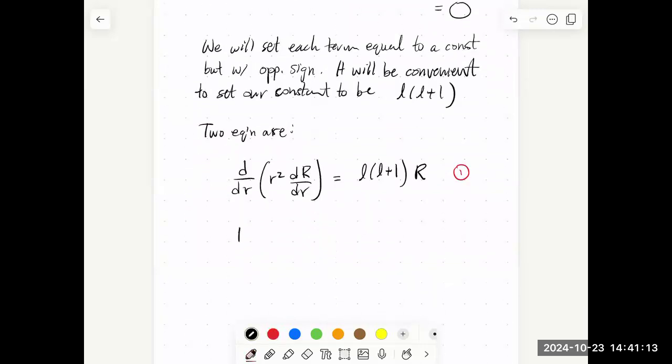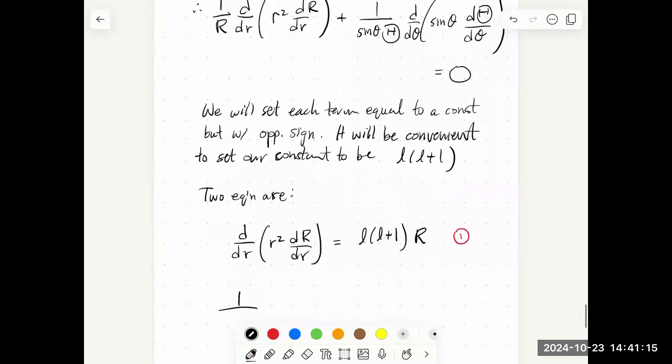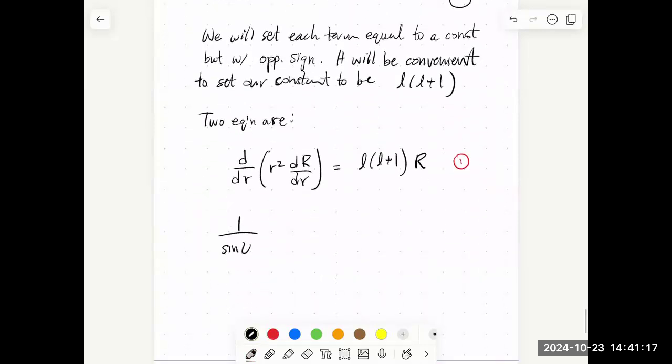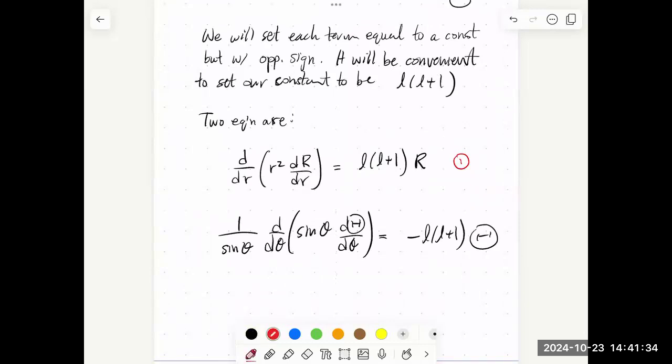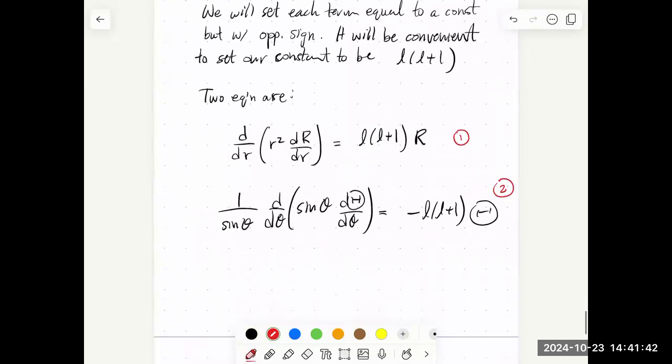And then the second one is, what is it? 1 over sine theta, d by d theta. I think it's sine theta, d Theta, d theta. That one we're going to set equal to minus L times L plus 1. And then I'm going to multiply by that Theta that we had there in the denominator. And we'll say that's equation 2. All right. So let's start with equation 1.